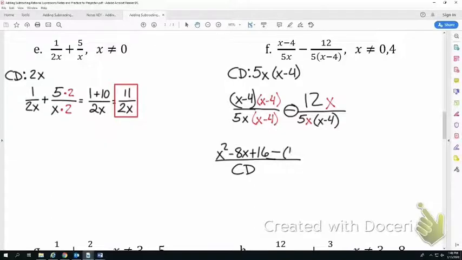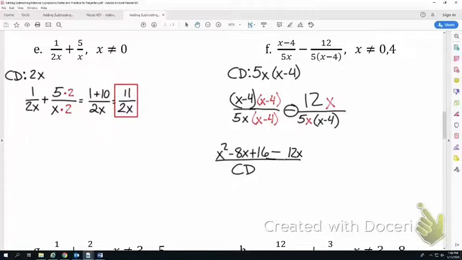Because it's a subtraction problem, I normally put parentheses around the second numerator. Why on this problem do I not necessarily have to? Well, it's just one term. If it was 12x plus 4, you need to write the parentheses because you're going to mess it up if you don't. If it's just one term, then you don't need the parentheses because you're just going to distribute it in and it's going to give you that.